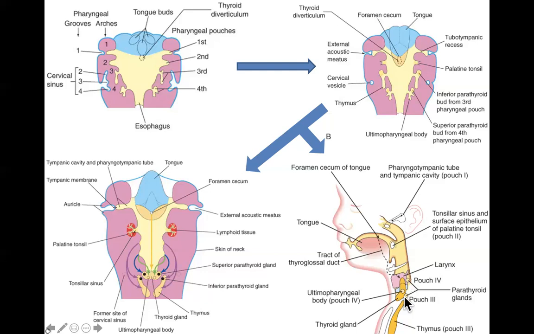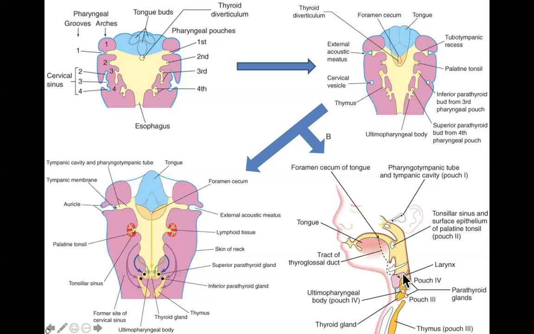Pouch 4, pouch 3 is the inferior parathyroid gland. This bottom part right here is going to become the ultimopharyngeal body, right? The ultimopharyngeal body. Such a mouthful. So the ultimopharyngeal body is ultimately going to be integrated into the thyroid gland, right? So you can see the ultimopharyngeal body right here. It's actually a pretty small structure that is integrated right into the thyroid gland right here, right?